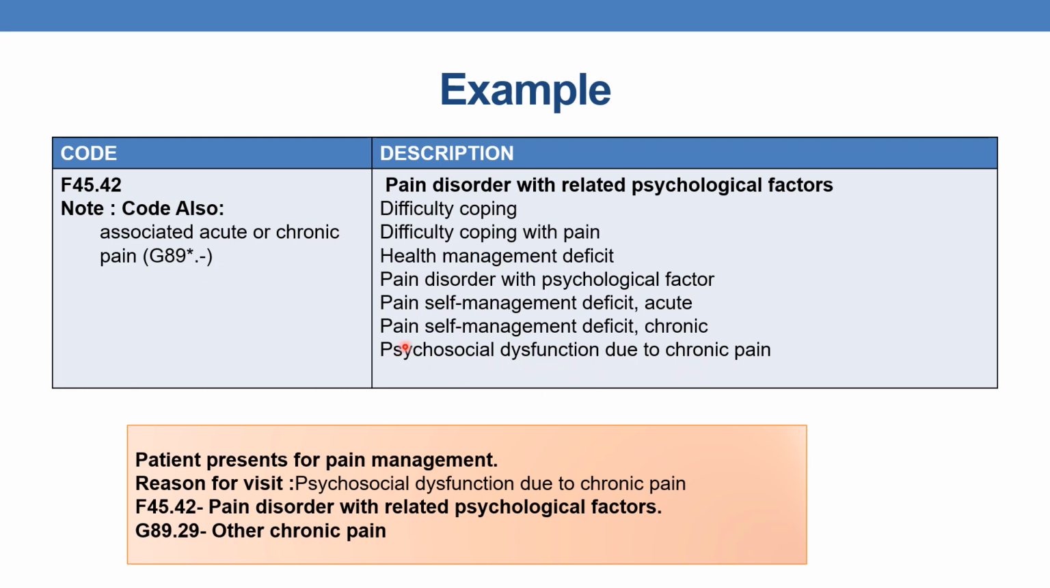Now let us see an example. Patient presents for pain management. Reason for visit is psychosocial dysfunction due to chronic pain. Here you need to code F45.42, that is pain disorder with related psychological factors, followed by G89.29 for other chronic pain.